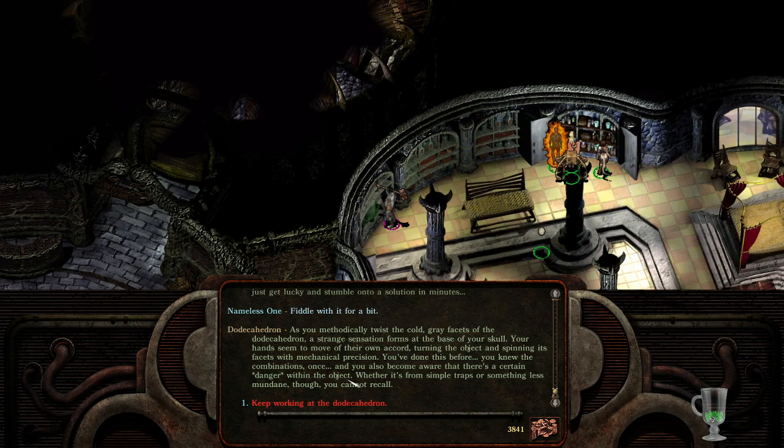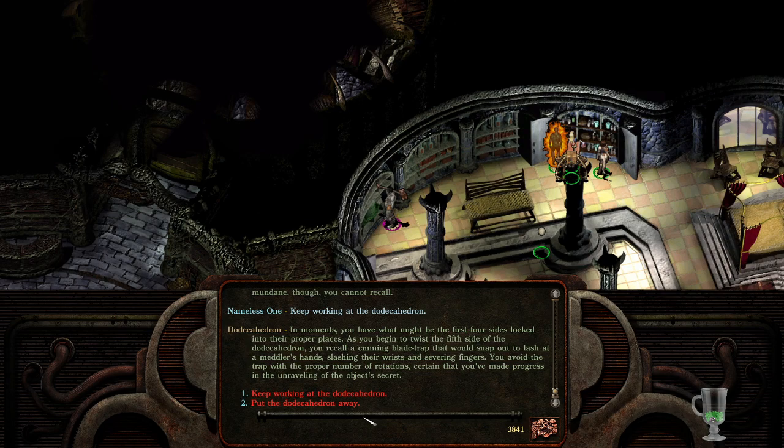As you methodically twist the cold gray faucets of the dodecahedron, a strange sensation forms at the base of your skull. Your hands seem to move on their own accord, turning the object and spinning its faucets with mechanical precision. You've done this before. You knew the combinations once. You also became aware that there's a certain danger within the object, whether it's from simple traps or something less mundane, though you cannot recall. Keep working.